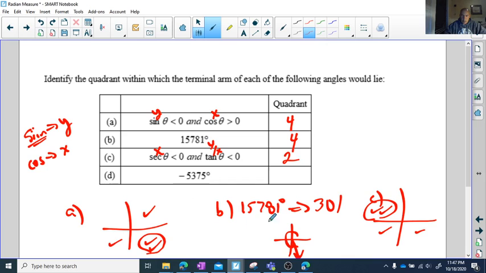And then D is similar to this one. Find the principal angle. So negative 5375. Divide that by 360. Add 14. Times that by 360. And I get negative 335. I'll get the principal angle, so I'll just add 360. 25 degrees. So this has a principal angle of 25 degrees. Well, that's easy. 25 degrees is here in quadrant 1.